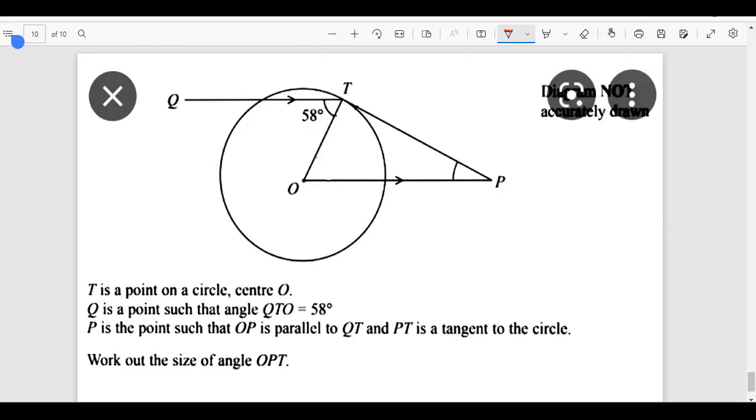Is TOP 58 because of alternate angles? Yes, very good. This is also 58. Okay, so then if that's 58 and then you have PTO, is it 58 as well or not? I'm not sure.